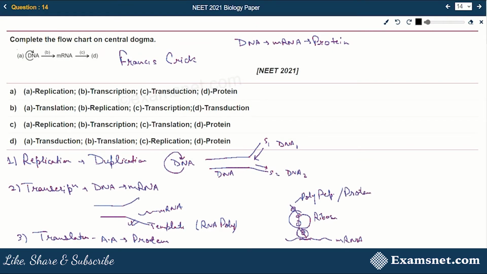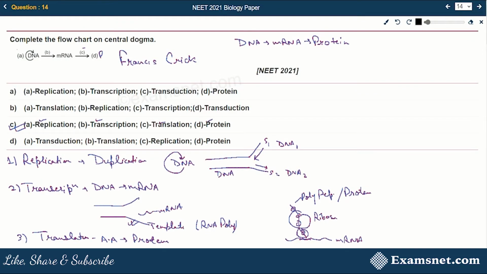Okay. So out of the given options, option C is correct, as here you can see the copying or duplicating of DNA is represented by A, that is replication. Then the copying of genetic information from DNA to mRNA is transcription. So B is transcription. Now mRNA to protein is translation. So C is translation. Now at last what is formed? Protein is formed. So D is protein. Okay. So C is the correct option.